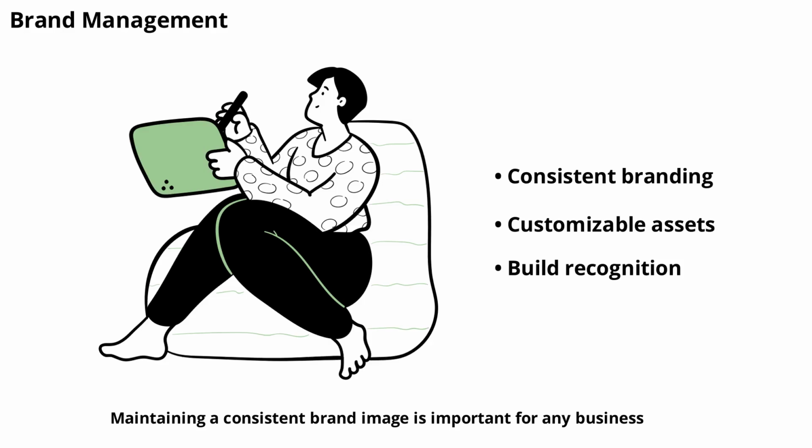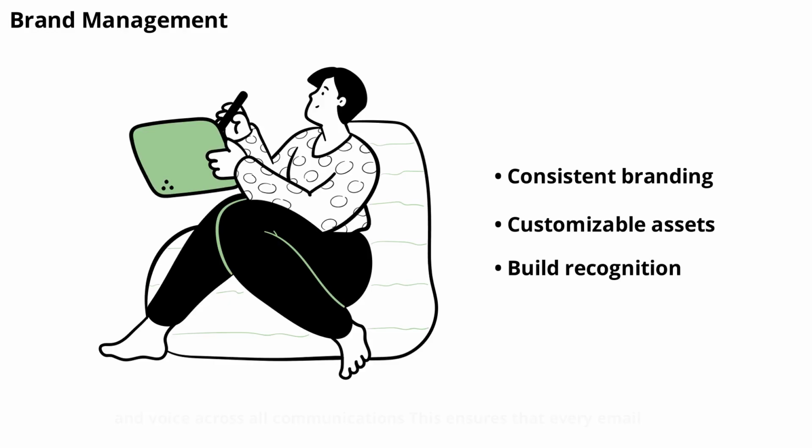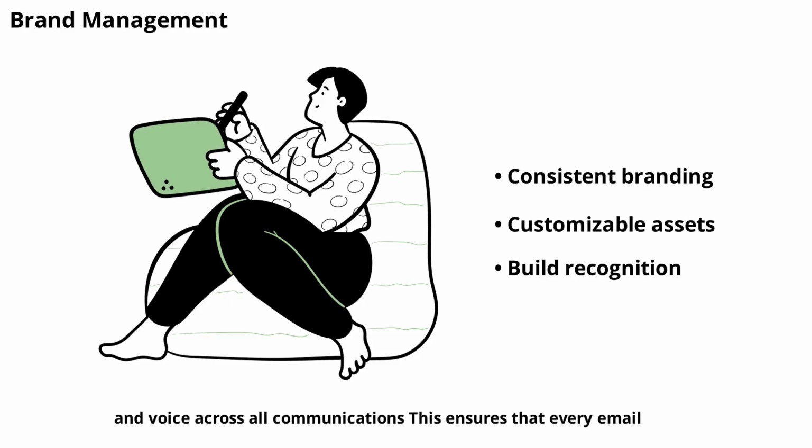Maintaining a consistent brand image is important for any business. Mailchimp provides tools to manage your brand's colors, logos, and voice across all communications. This ensures that every email, landing page, and social post reflects your brand identity, helping you build recognition and trust with your audience.